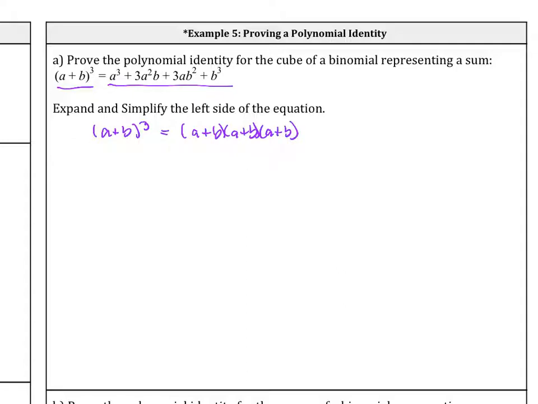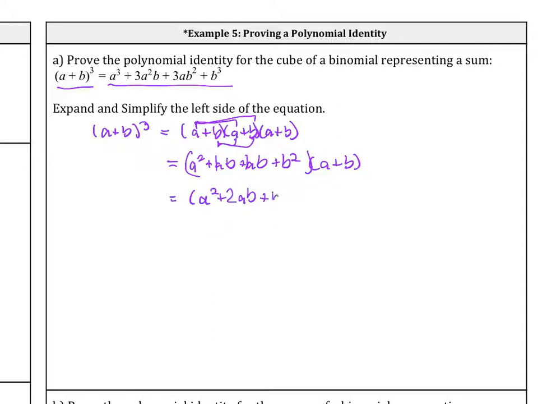Now this is where that special product pattern comes in, but I'll just go ahead and do it the long way. So we're going to multiply this section first. And so let's see. First, a times a is a squared. A times b is positive ab. Then b times a is a positive ab. B times b is a positive b squared. That's all multiplied to a plus b. Then let's just simplify this a little bit more. This is a squared plus, there's 1 and 1, 2ab plus b squared, and then multiply that to the a plus b. So I'm going to distribute that.